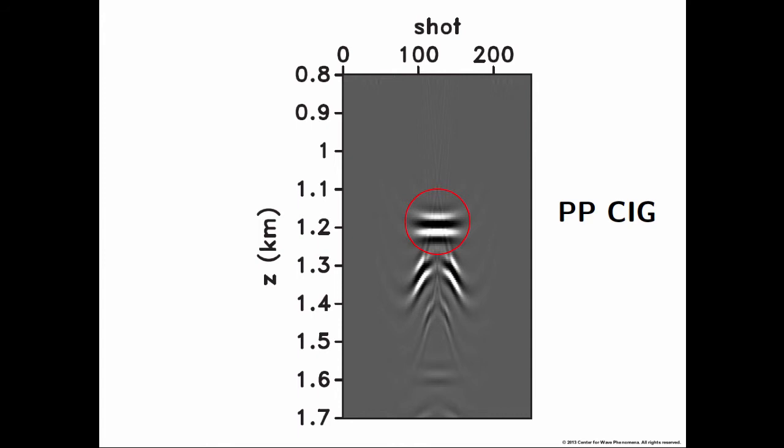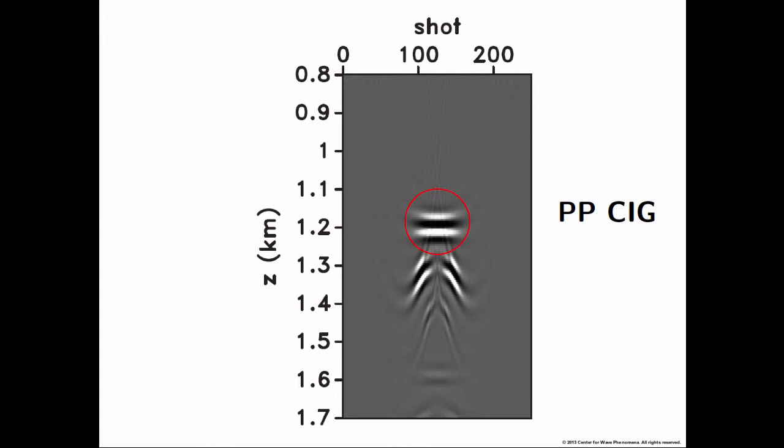I use a red circle to show the true events. That is what we want to keep, because they are horizontal. That means they don't change their locations as we move our shot. And on the other hand, we want to remove those events with moveout.